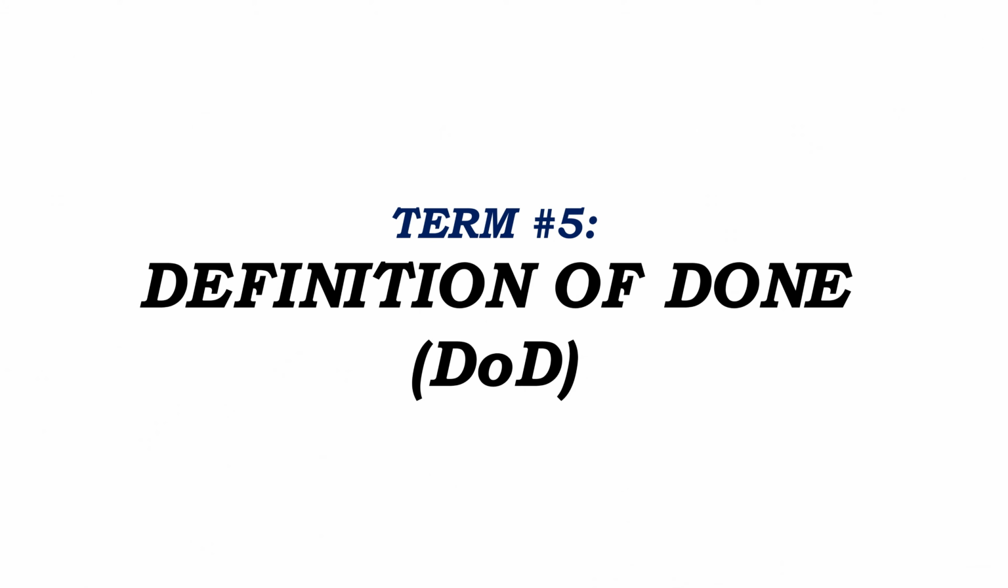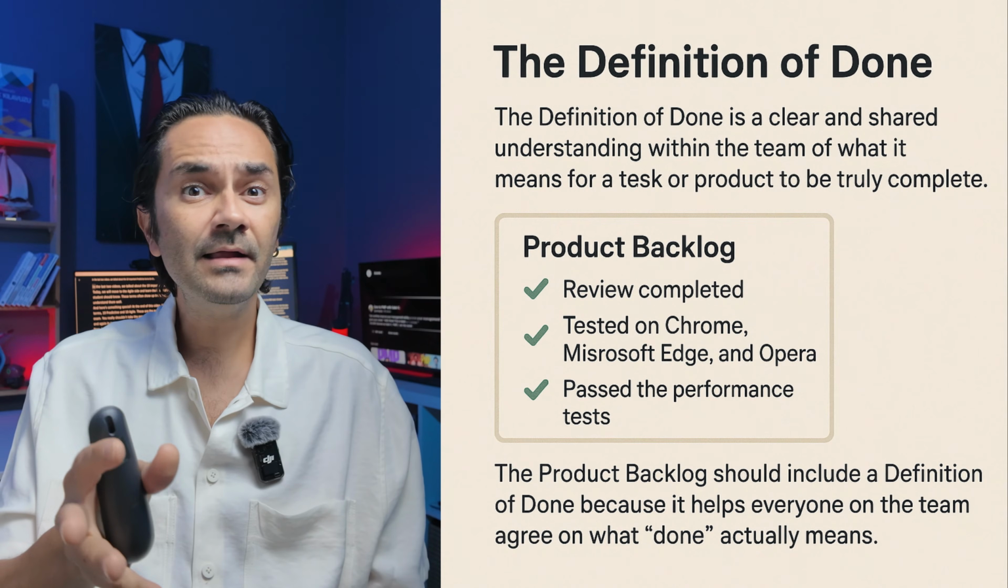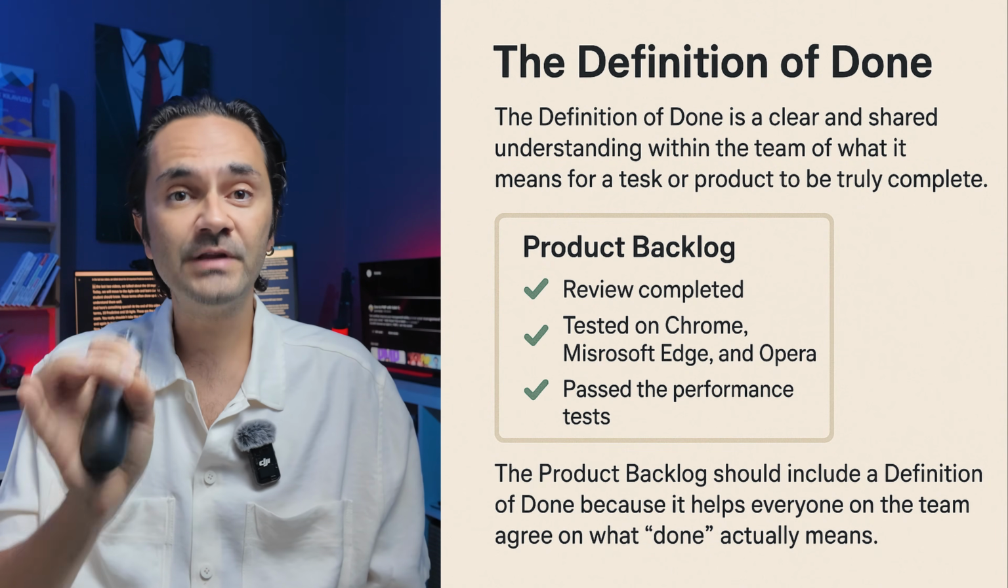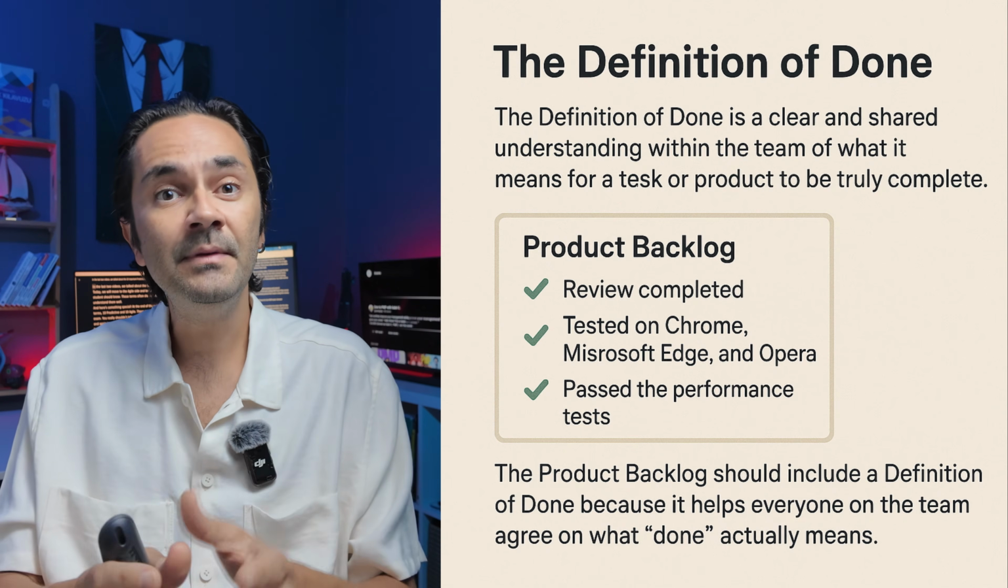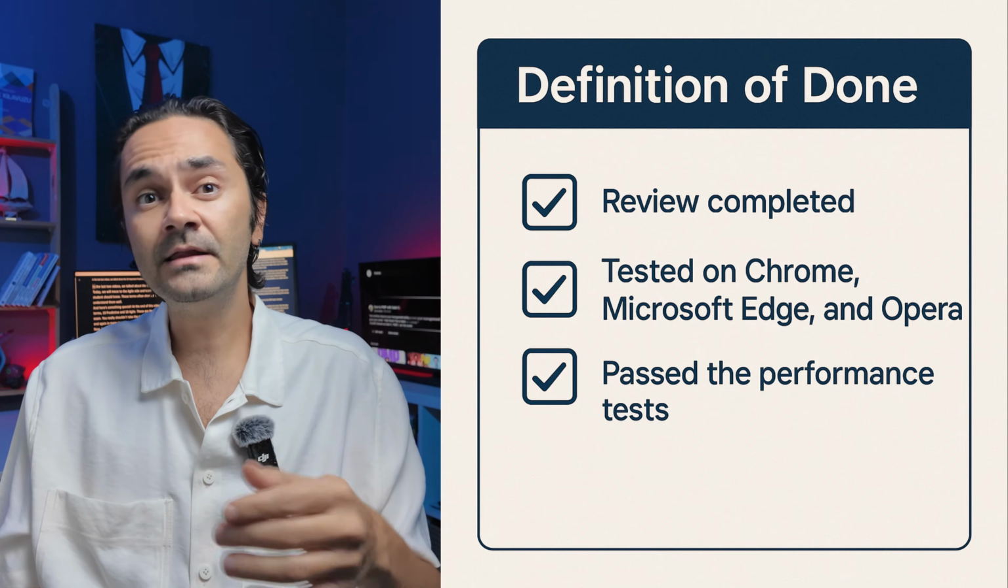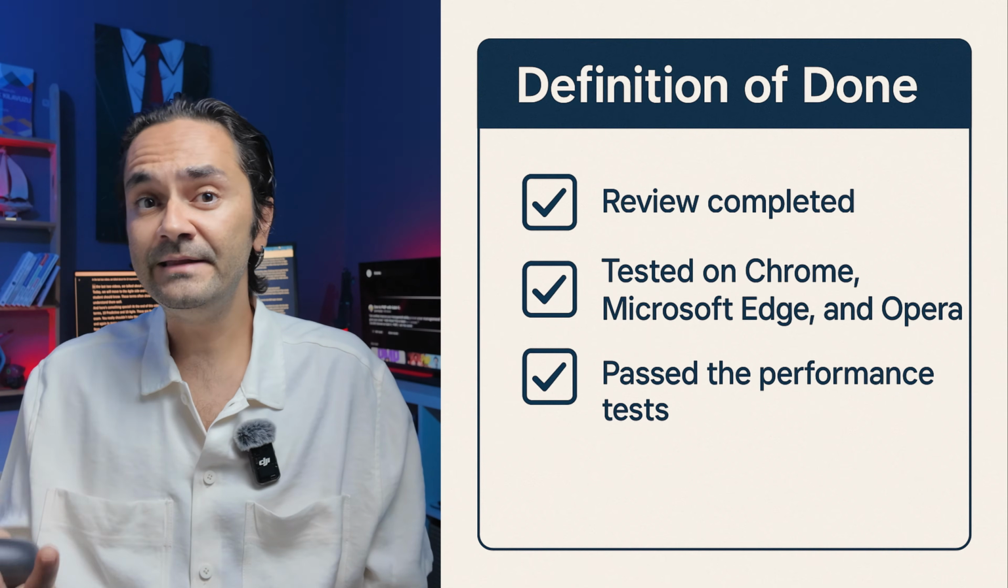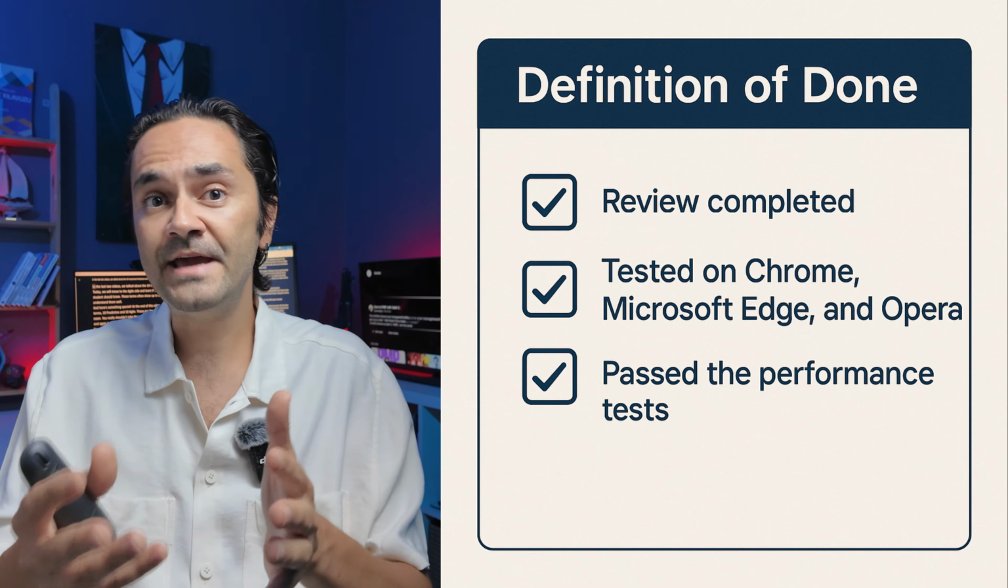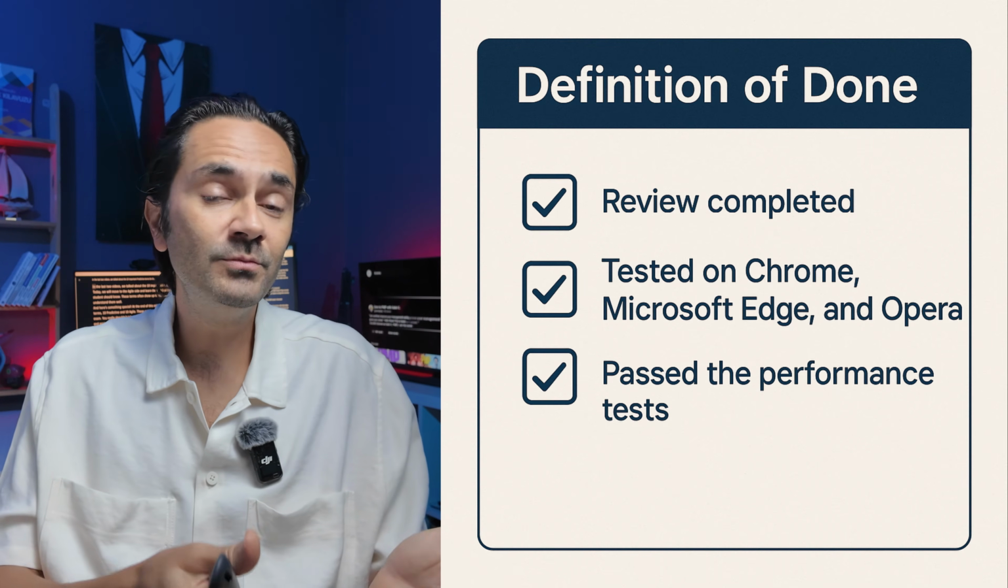The definition of done is a clear and shared understanding within the team of what it means for a task or product to be truly complete. It shows when the work meets all quality standards and is ready for delivery or review. Now, let's connect this to the product backlog. The product backlog should include a definition of done because it helps everyone on the team agree on what done actually means. For example, the definition of done might include items such as review completed, tested on Chrome, Microsoft Edge, and Opera, and passed the performance tests.